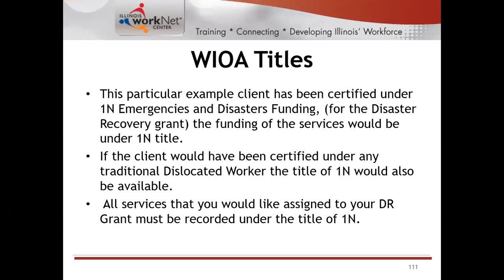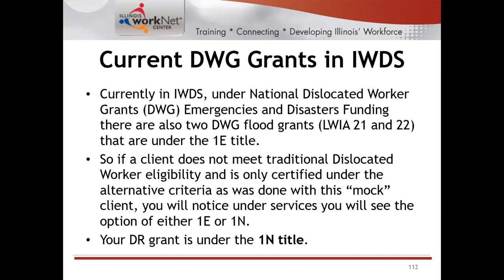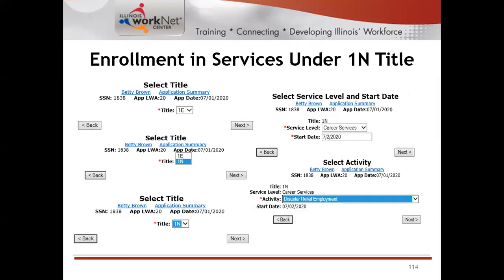The emergencies and disasters grants that LWIA 21 and LWIA 22 have are under the 1E title. So when we certify somebody under any emergencies and disasters, you're going to notice for the title, it's going to show both the 1E and the 1N. Now your emergencies or your disaster recovery grant is under the 1N title. So you need to make sure staff are picking the appropriate title. Your grant's under 1N, they must pick the 1N grant for the title, or else your grant's not going to show up.